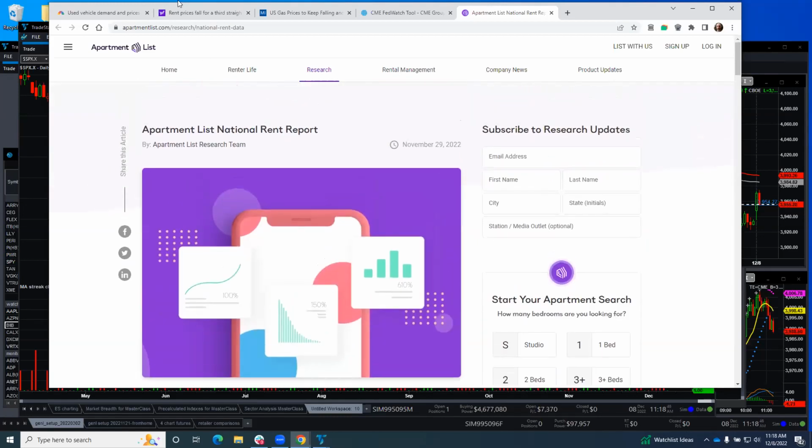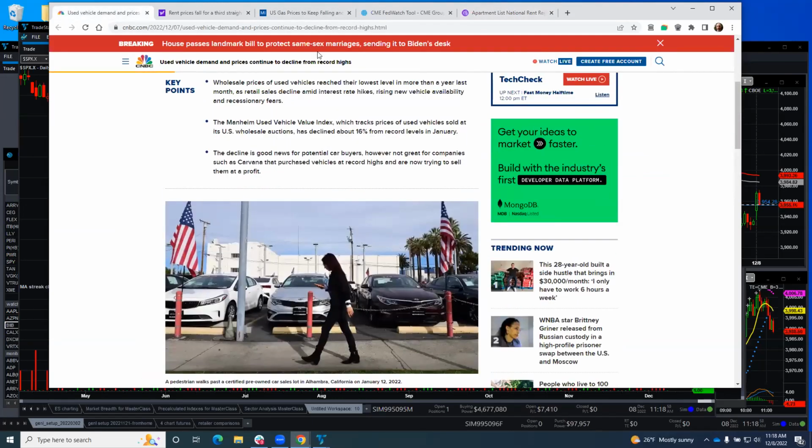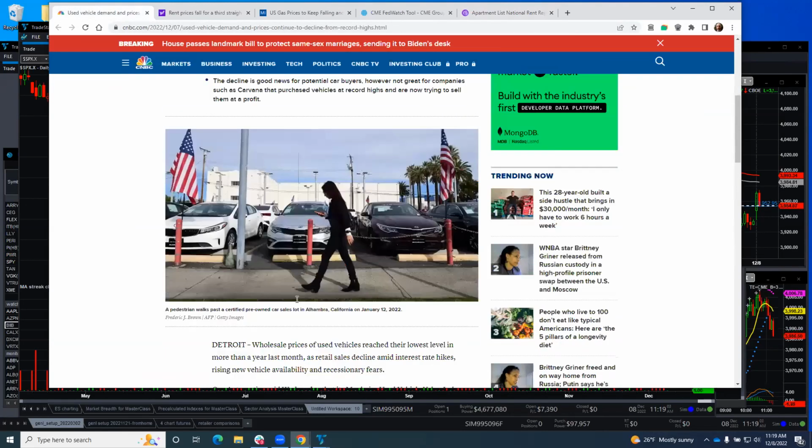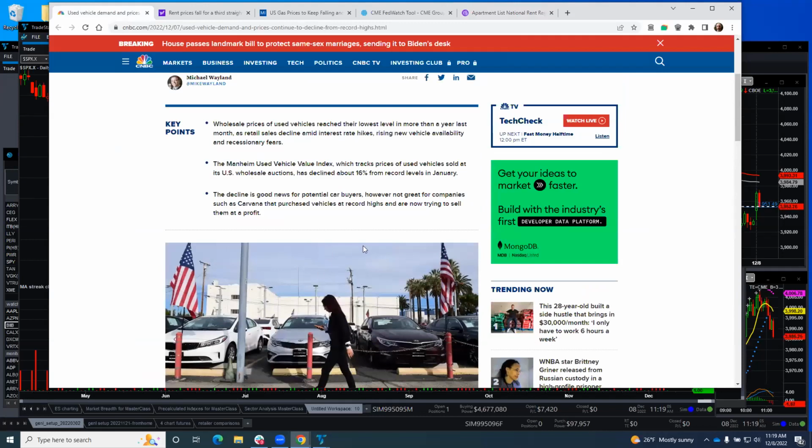So it's just interesting that some of these drivers of the inflationary situation are showing signs of improvement. There was also the used car data from Manheim that shows continued downside in used car pricing. So all these things continue to point to gradual improvement. I did want to just mention that.